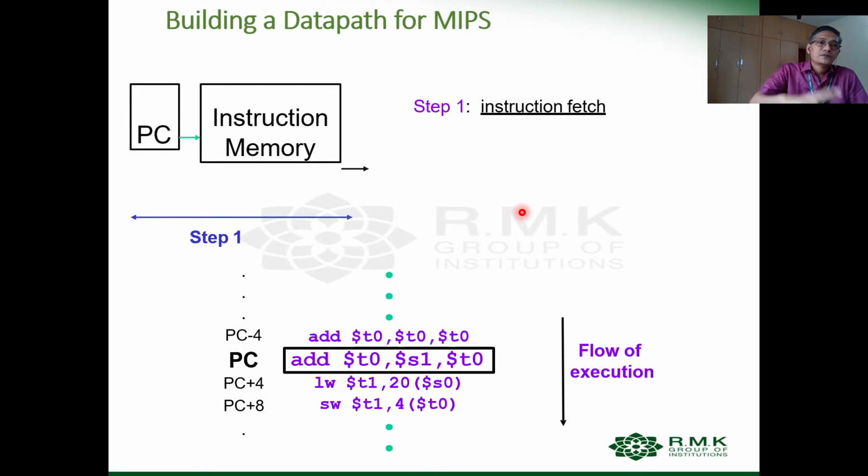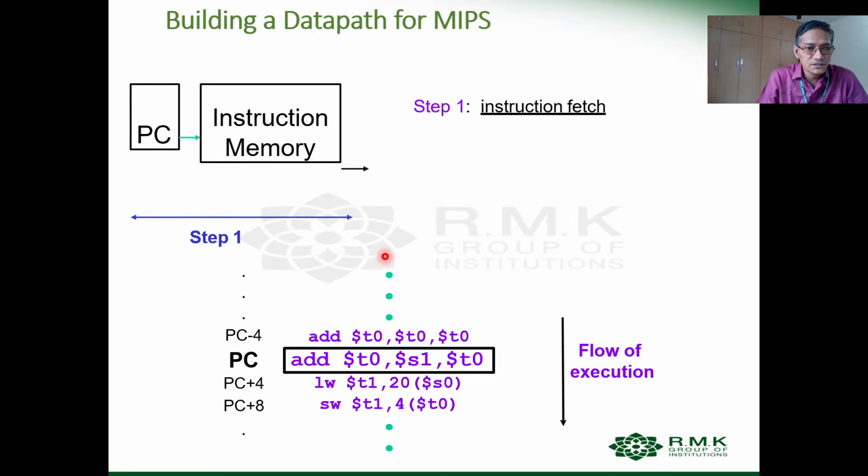So the first step in building the data path in MIPS is instruction fetch. For fetching the instruction, we need two important functional units. One is called the program counter and the other is the instruction memory. The program counter is going to hold the address of the next instruction to be executed.